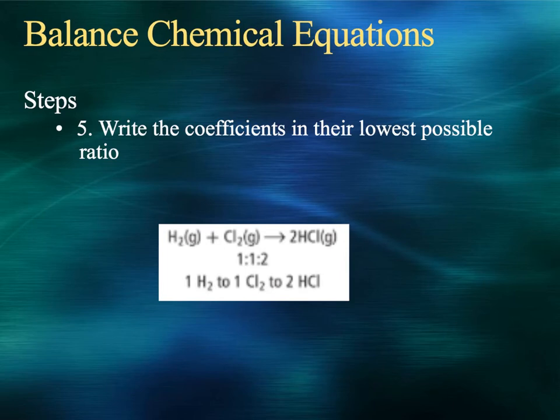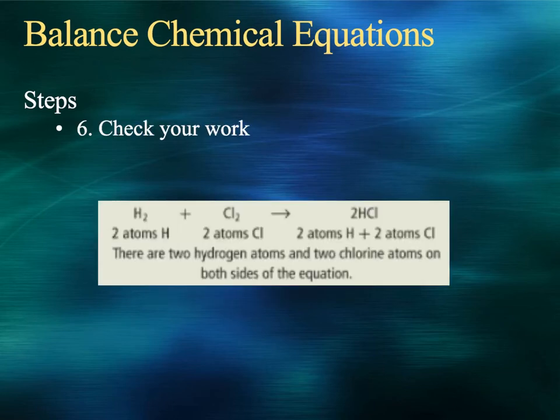So now you write the coefficients in their lowest possible ratio. For this one, it's 1 to 1 to 2, so 1 here. Again, if there's nothing, that means 1. If there's nothing, that means 1, and then the 2 is in front there. And lastly is just to double check your work.